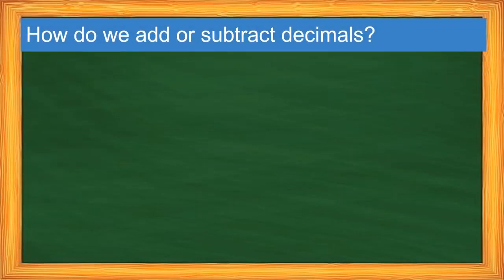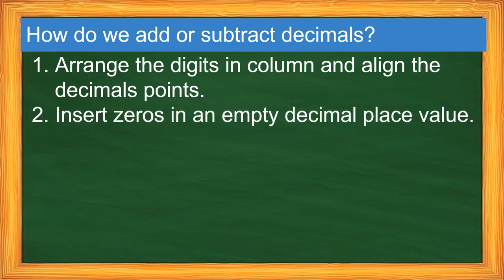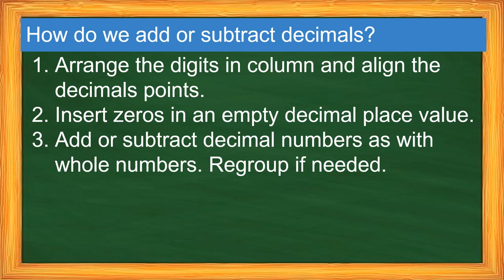How do we add or subtract decimals? So, balikan natin yung tanong natin. So, paano ba? Okay? So, sa mga examples natin, una natin ginawa is arrange the digits in column and then align the decimal points. Yun ang paulit-ulit kong sinabi. And then, after that, kung naka-arrange na sila, okay, insert zeros kung meron mang empty decimal place value. Dapat lagyan ng 0. And then, add or subtract the same way with whole numbers.